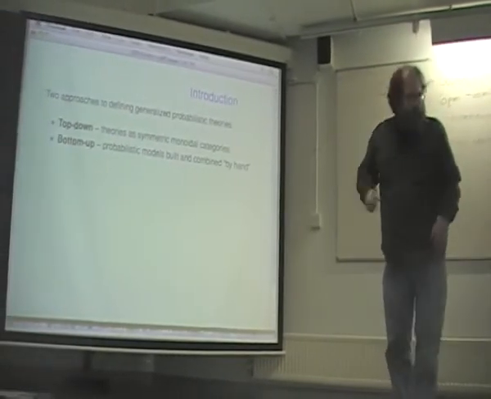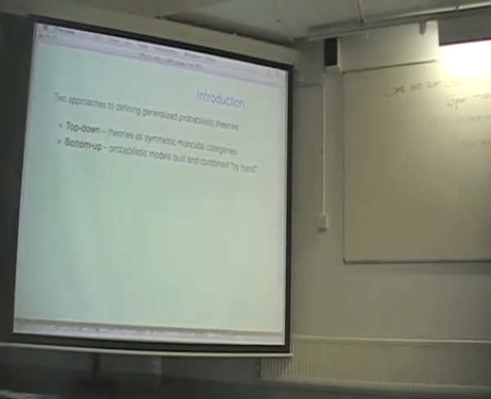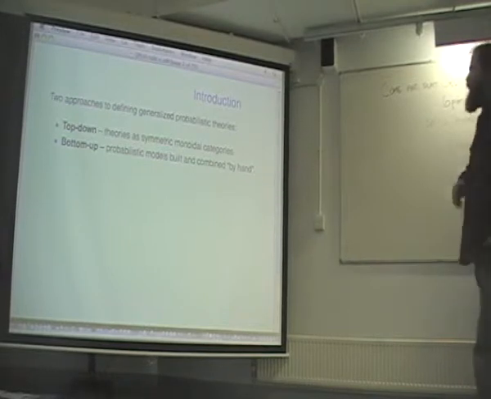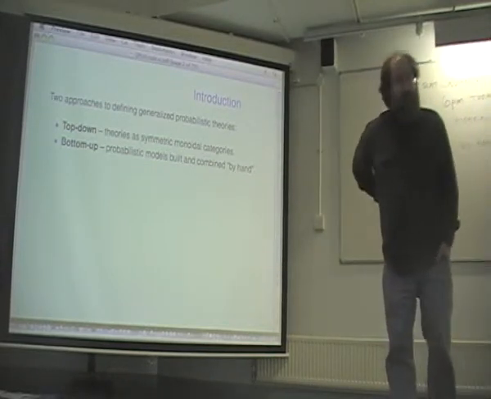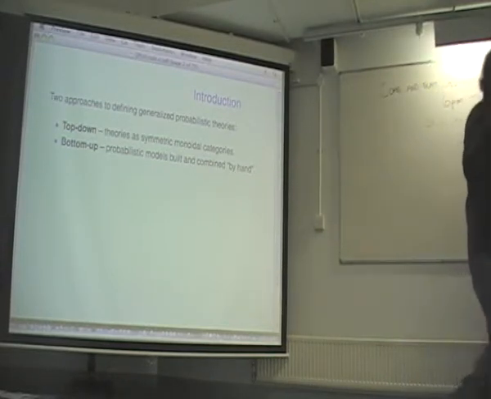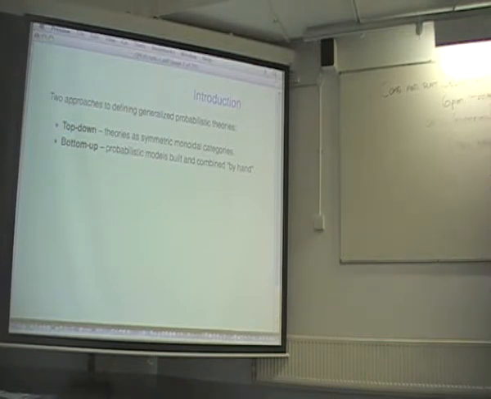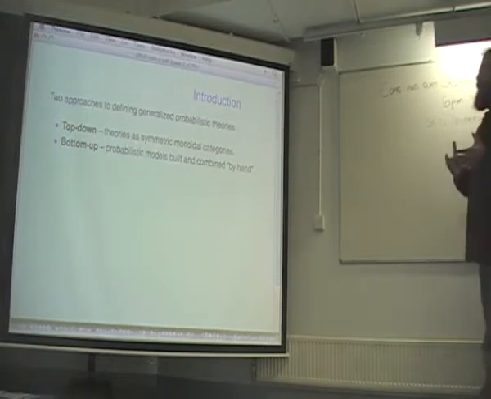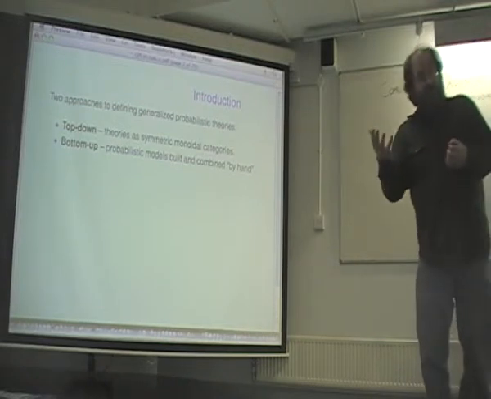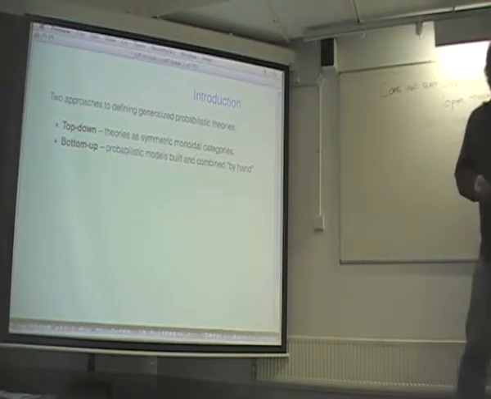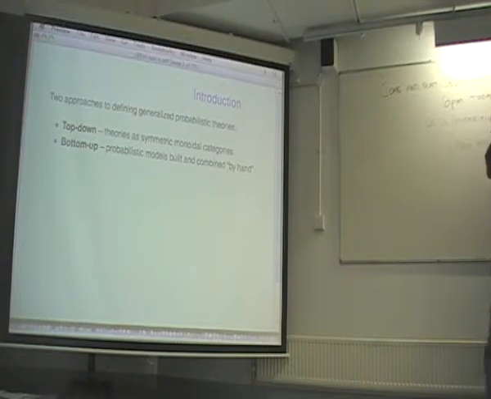Okay, so I want to suggest that there are two basic approaches to defining useful mathematical frameworks, general mathematical frameworks in which one can study probabilistic theories ranging from classical probability theory to quantum probability theory, and perhaps considering other things as well.